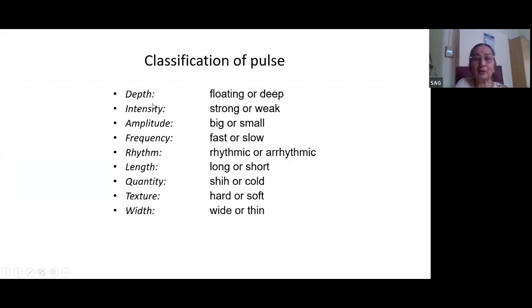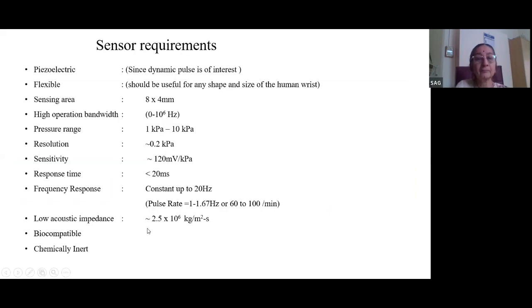The pulses are also classified on the basis of depth, intensity, amplitude, frequency, rhythm, length, quality, quantity, texture, and width. But we require sensors for sensing it. These are dynamic pulses. When a Nadi Vaidya touches your wrist, he also gives pressure from his fingers. So it is a static pressure with a dynamic pulse, and therefore the static pressure should not affect the pulse sensed by the sensor.